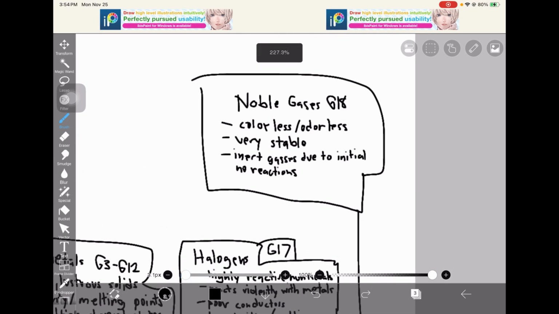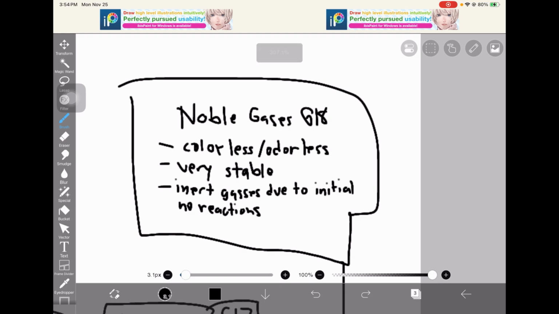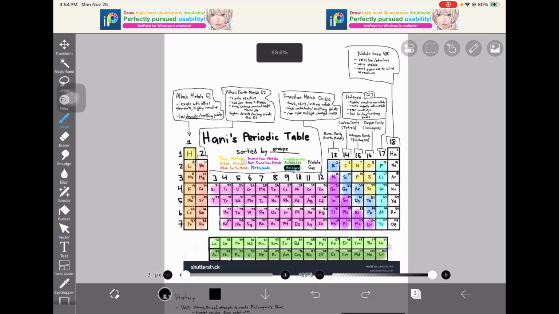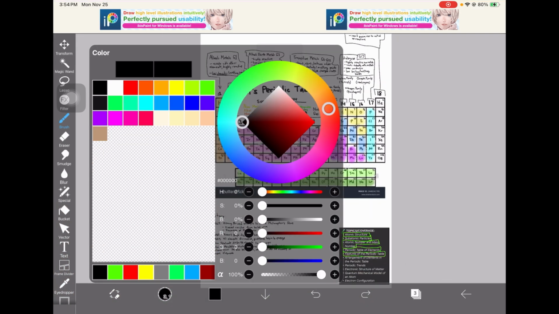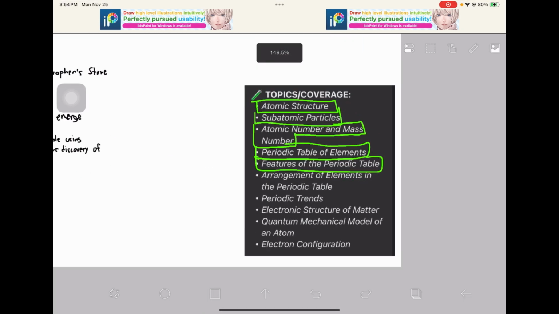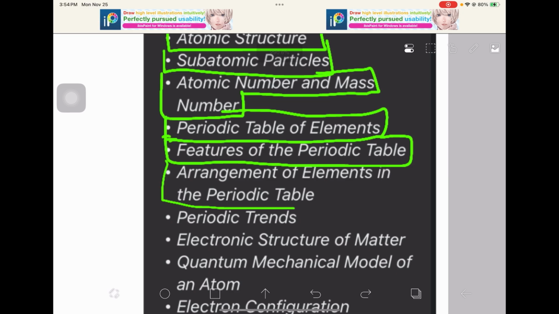Last but not the least are the noble gases. These are colorless and odorless, but very stable elements. These were called initially inert gases due to the initial lack of reactions, hence why this name was formulated, but they're barely reactive. And that's how the periodic table is arranged for the most part, by group. So we can just tick this off the list.